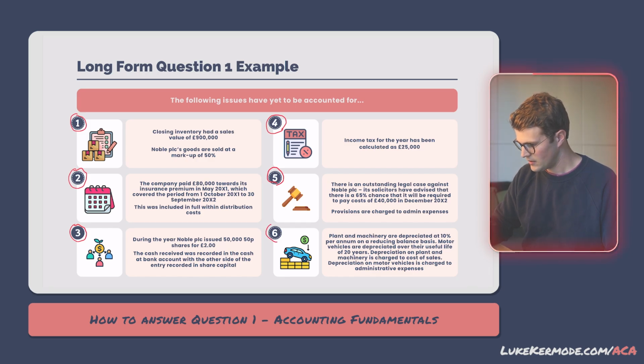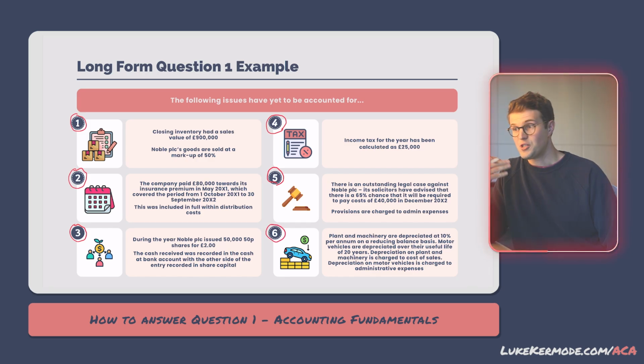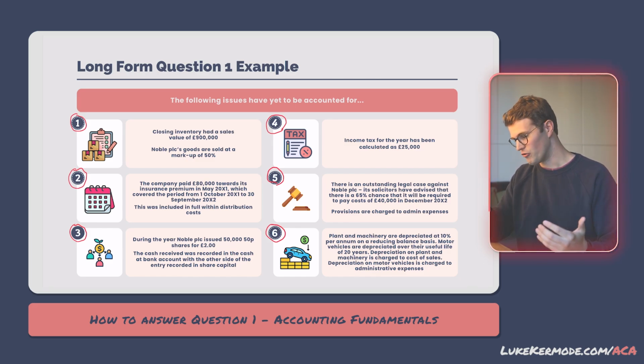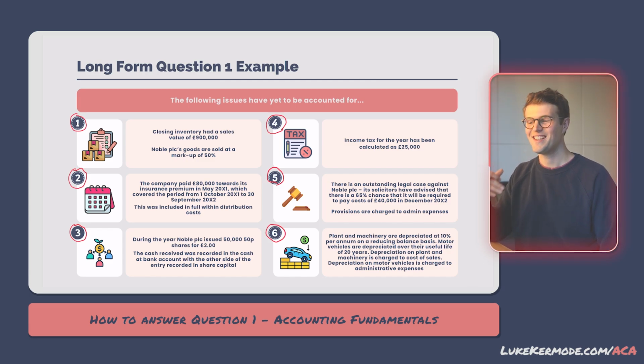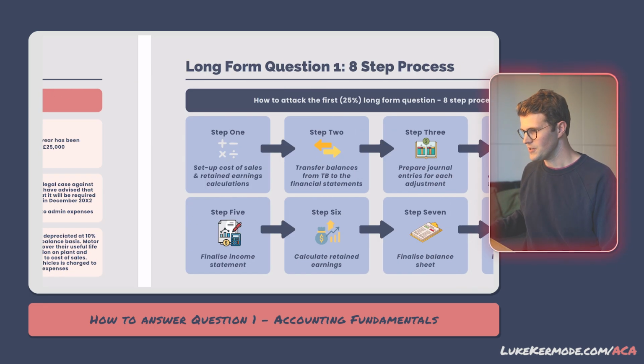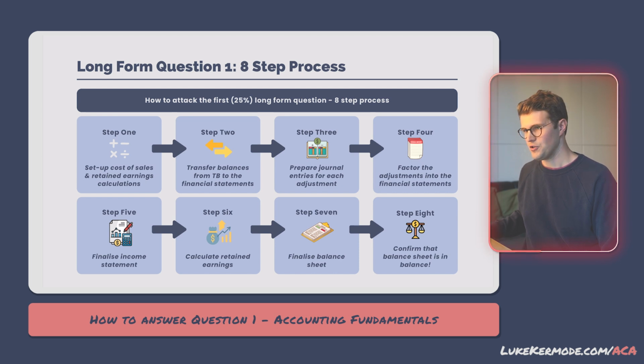And finally, issue 6, we need to account for depreciation. We're told here that there were no new non-current asset purchases or disposals that took place during the year. Plant and machinery are depreciated at 10% on a reducing balance basis, and that's charged to cost of sales, whereas motor vehicles are depreciated on a straight line basis over 20 years, and that's charged to administrative expenses. So we need to calculate and record both depreciation expenses accordingly. So together these 6 adjustments are going to transform the initial trial balance into a complete set of financial statements.